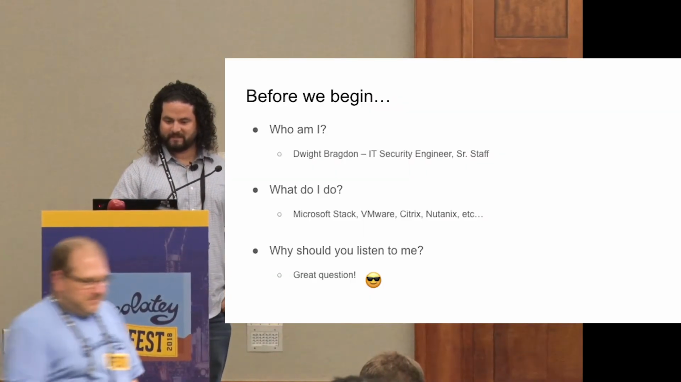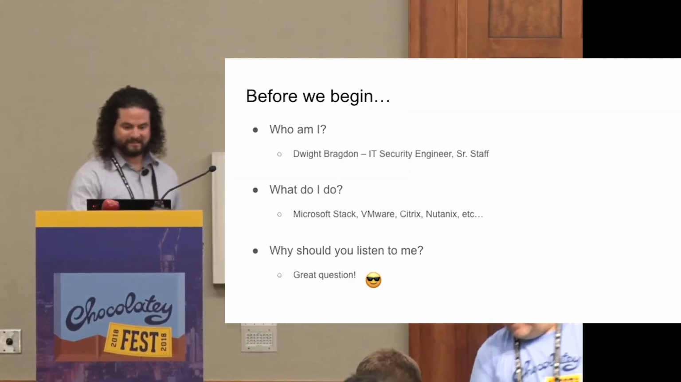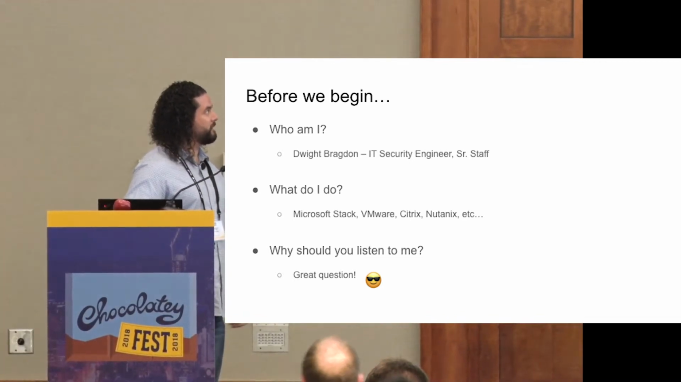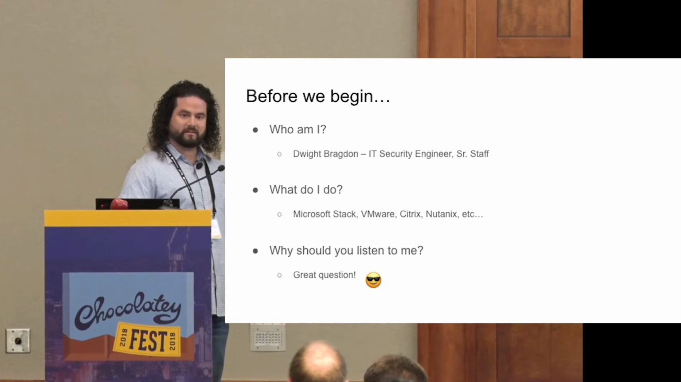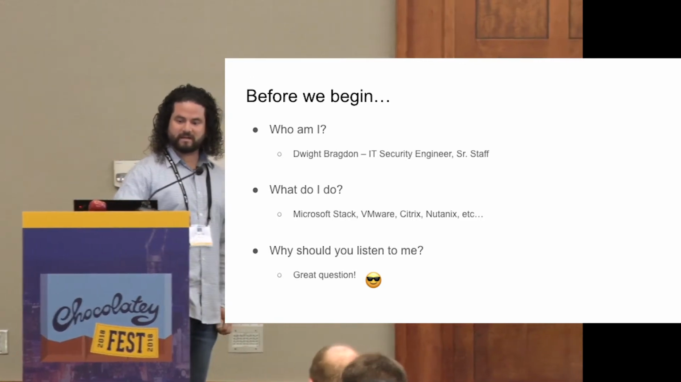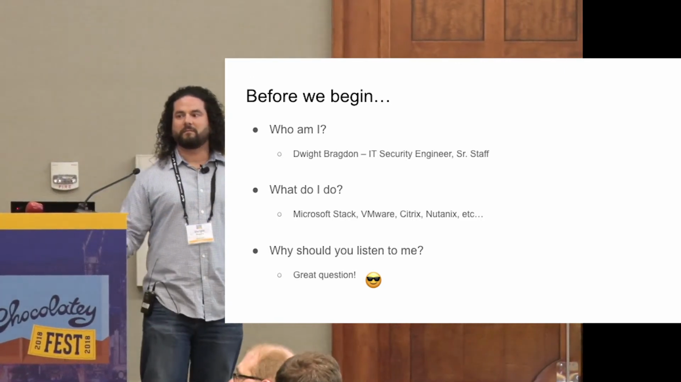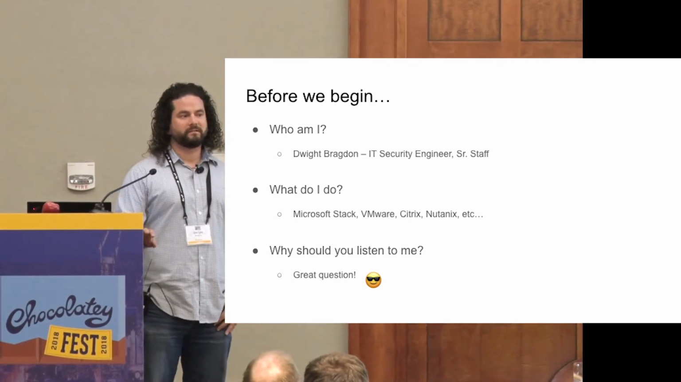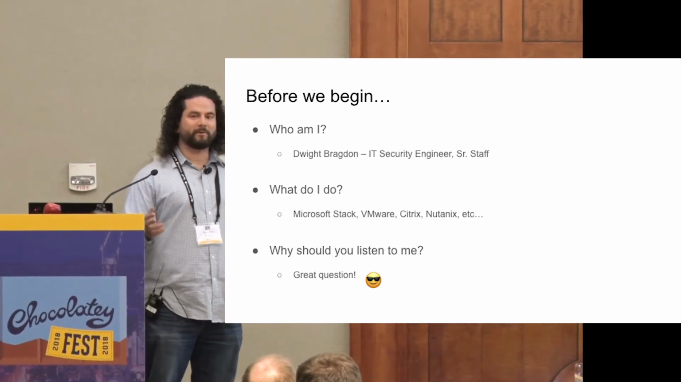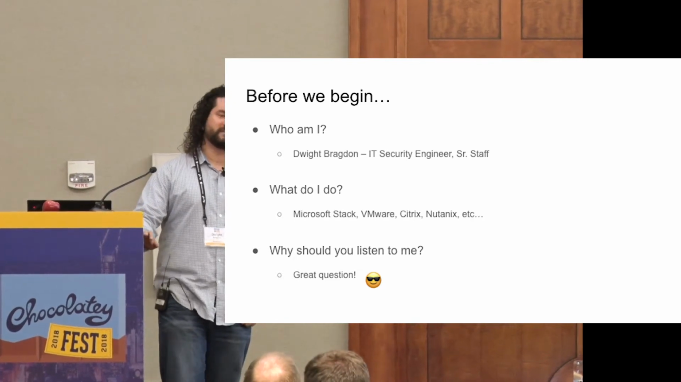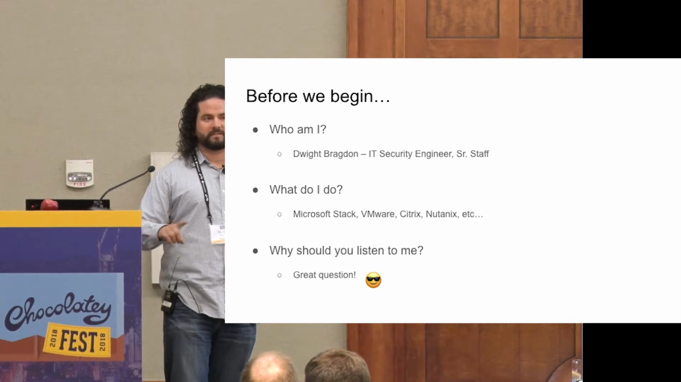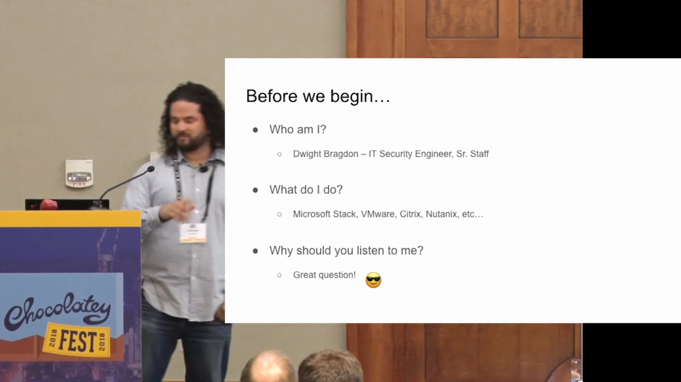Cool. All right, so WinOps in a secure environment. Before we start, he introduced me a little bit, but who am I? So I'm Dwight Bragdon, like I said, IT security engineer, senior staff for Qualcomm. And for those of you who may not know what Qualcomm is, we're a wireless technology company. So we enable the modern world, right? IoT, cell phones. If it's wireless, there's probably a Qualcomm chip in it, except for the new Apple phones, because we're in a lawsuit, but we're not going to talk about that.